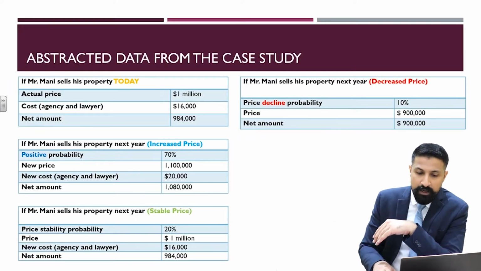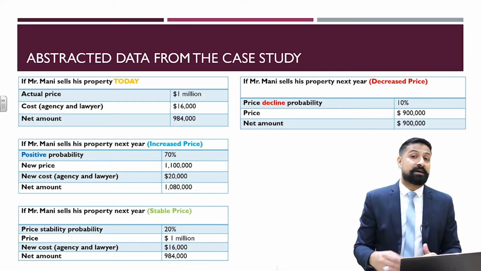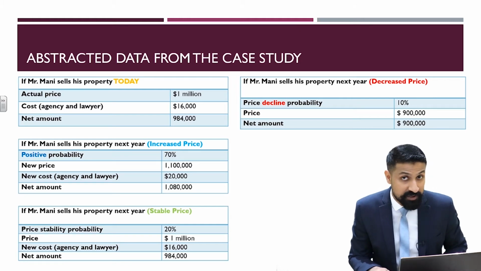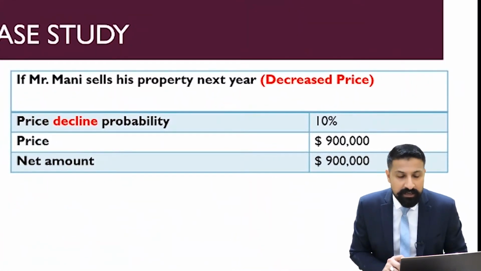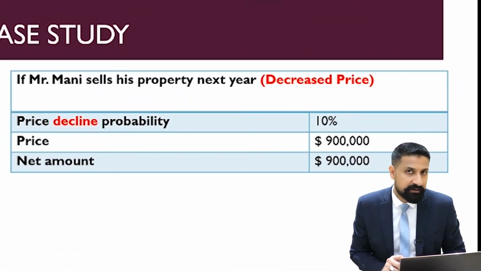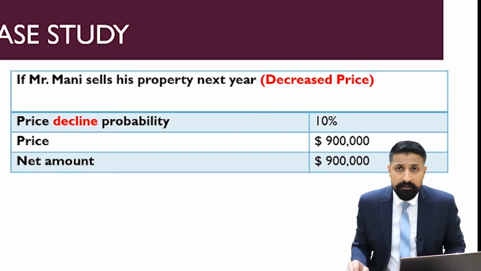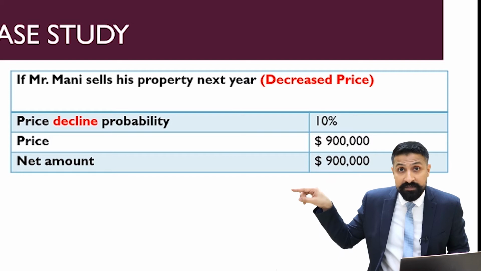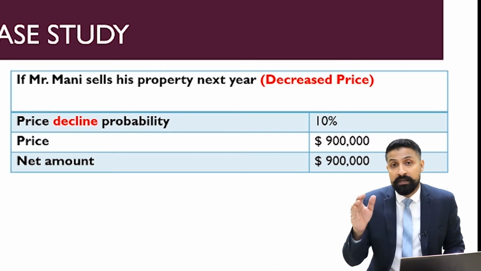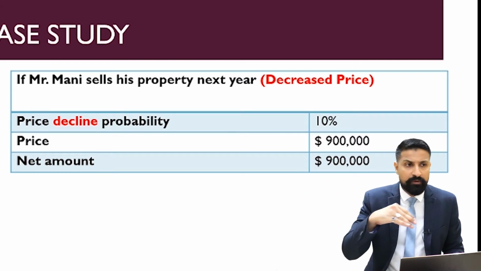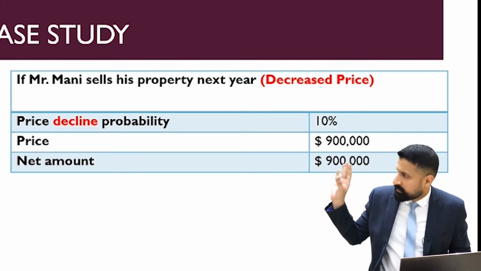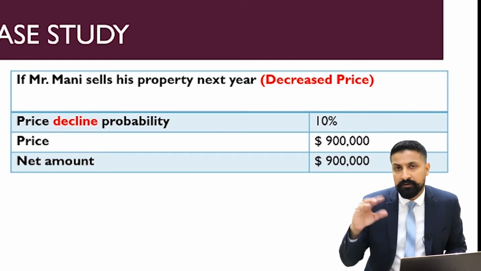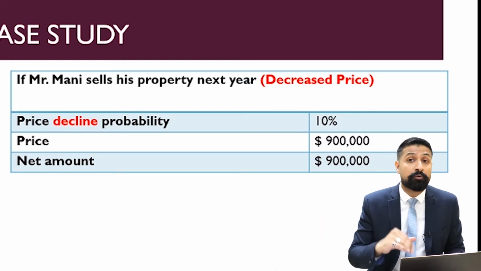Fine, makes sense. What if the prices decline and there is a 10% chance that prices may go down? Then what is the scenario? With a 10% decline, the price will be 900,000 instead of 1 million. The net amount he will get in his hand will be 900,000. It's not the 10% that you have deducted. You have taken away all the cost of lawyers and agencies and paperwork and so on. Then at the end, he will get 900,000 in his hand if the prices go down.